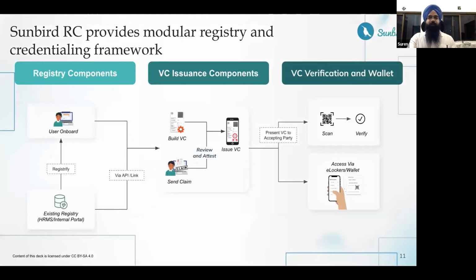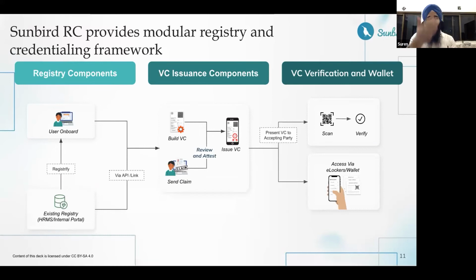So these three together, if you see a systems view of it, allow you a very modular registry and credentialing framework with which you can get off the ground on any of the use cases that you imagine, whether you want only the certificate issuance capabilities, or only the verification and wallet capabilities, or the registry capabilities, or all of them together. And the system view here shows you how all three of them, the registry, VC issuance, and verification capabilities, come together to create a cohesive system, while each one of them is individually, modularly deployable.